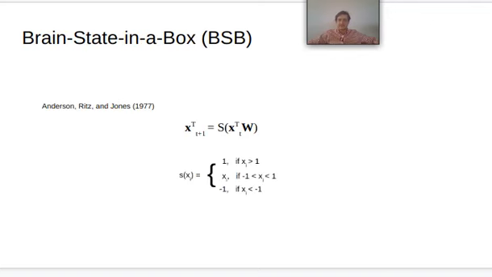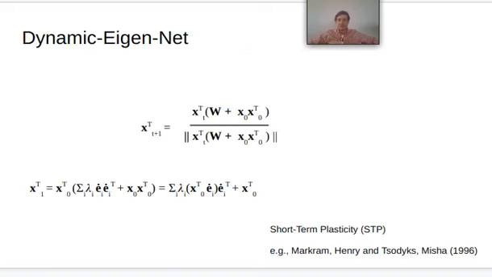Anderson, Ritz, and Jones introduced saturation in the brain state in a box to remedy the dominant eigenvector problem by constraining different states to lie within a box. They did this by imposing an upper and lower bound on the state vector activations. Although saturation solves the dominant eigenvector problem, the BSB is still limited because its equilibria are restricted to previously encoded traces. We present dynamic eigennets as a novel class of associative nets with greater promise for generalization.